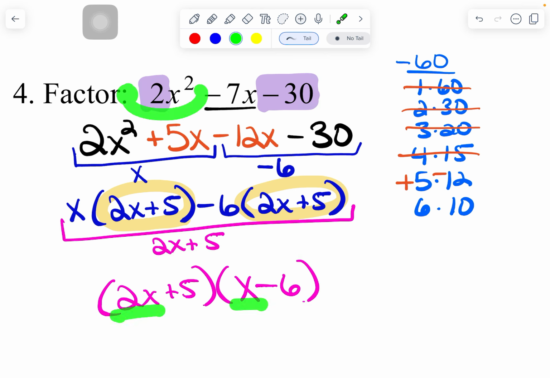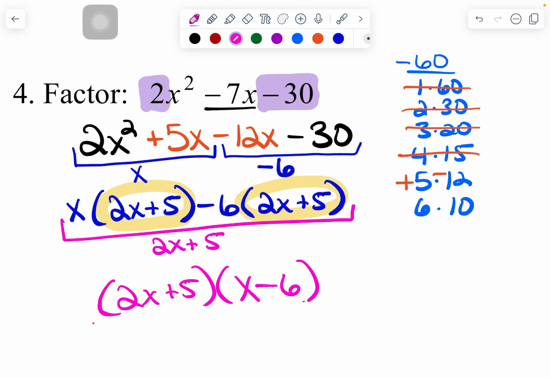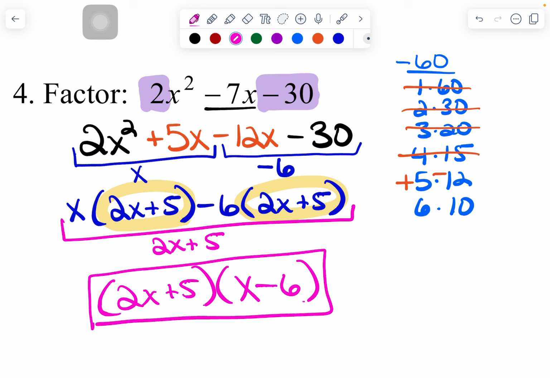Okay, so double checking against these factors to make sure I get back to the original. 2x times x, 2x squared. 5 times negative 6, negative 30. Multiplying the inner 2, I get 5x, positive. Multiplying the outer 2, I get negative 12x. Positive 5x minus 12x is absolutely negative 7x. So those are my factors.